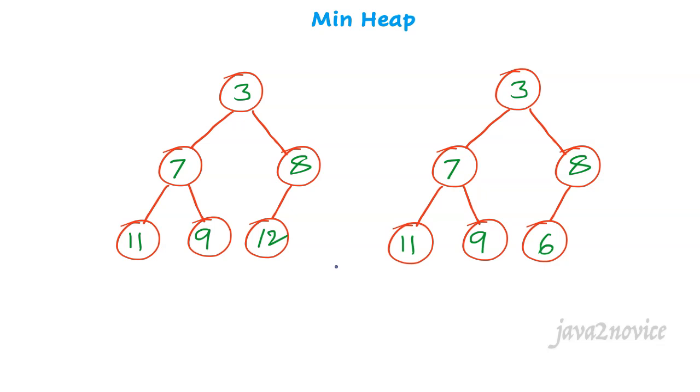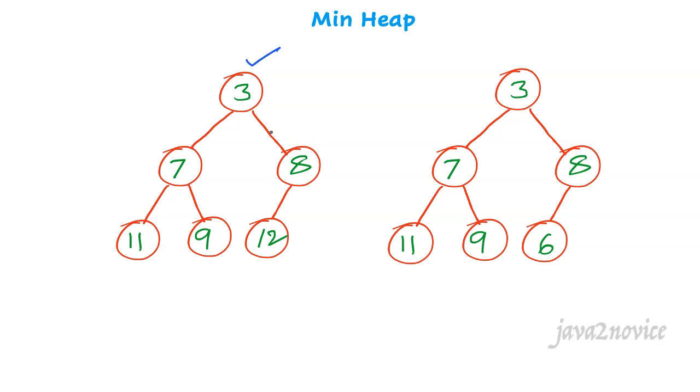Now let's look at the min heap. It is also similar to max heap but the other way around. In a min heap, the root node value must always be less than or equal to its children. Not only its children, the root node value must be the least among all the node values. This rule is also applicable to all the subtrees within the tree.